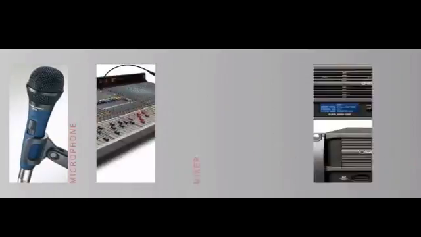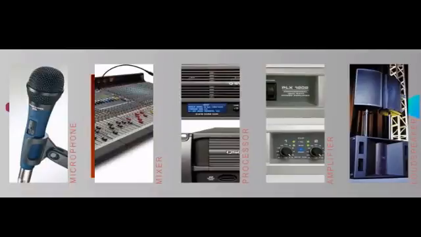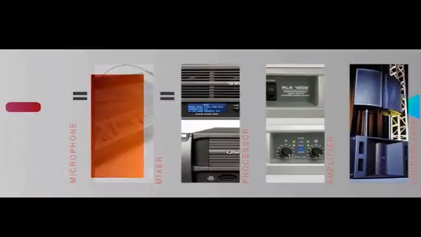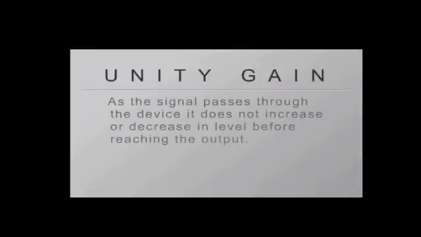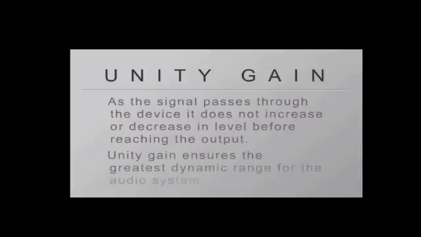This is achieved by establishing a unity gain. Unity is a term used to describe when the output signal level of a device is equal to the input signal level of that same device. This means as the signal passes through the device, it does not increase or decrease in level before reaching the output. Unity gain ensures the greatest dynamic range for the audio system.